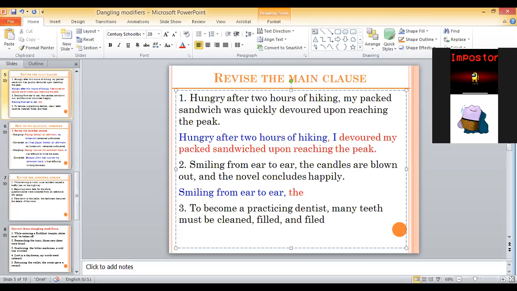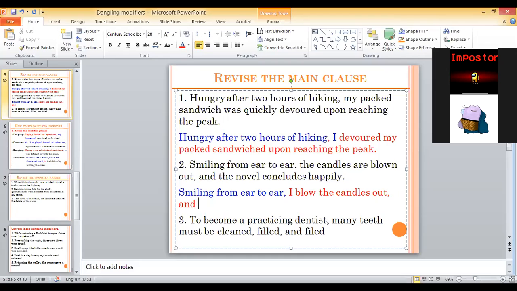It's nearly correct. But remember that the modifier must stand near the word that it modifies. Yeah, you can change "the" to something else. It's up to you. You don't need to follow the original. I blow the candles out, and the novel concludes happily.